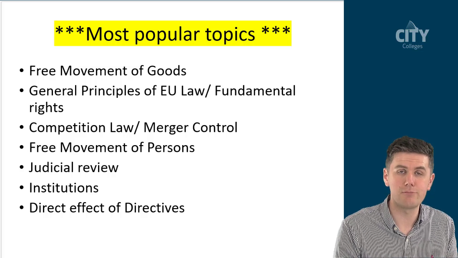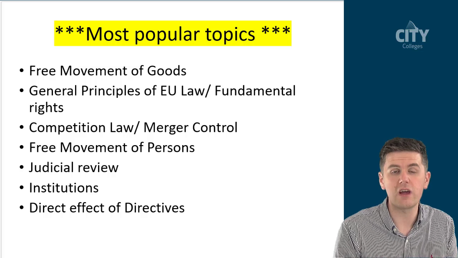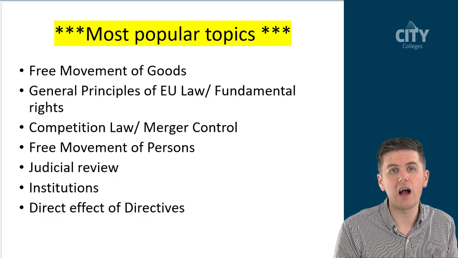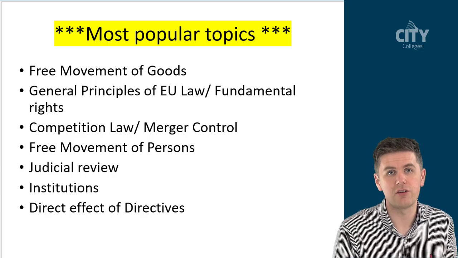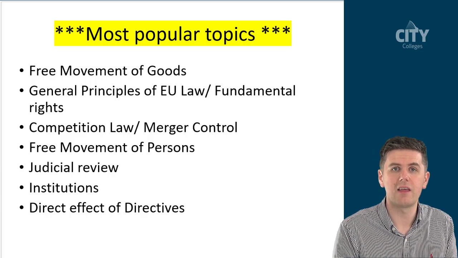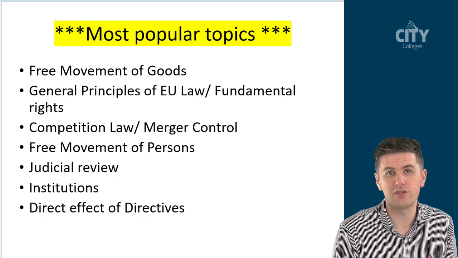The second chapter that I look at for free movement of goods are Articles 30 and 110. Article 30 obviously deals with customs duties and charges having an equivalent effect to a customs duty, and then Article 110, which deals with discriminatory internal taxation.